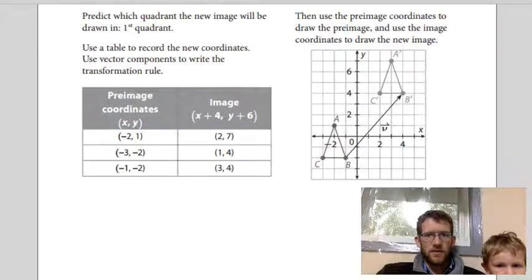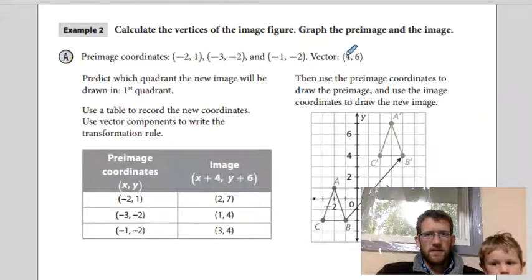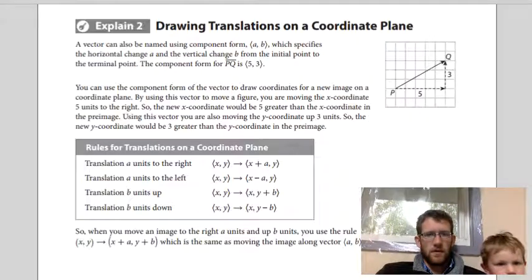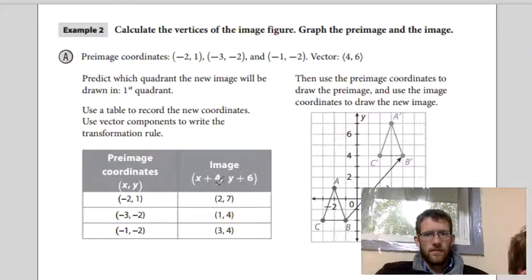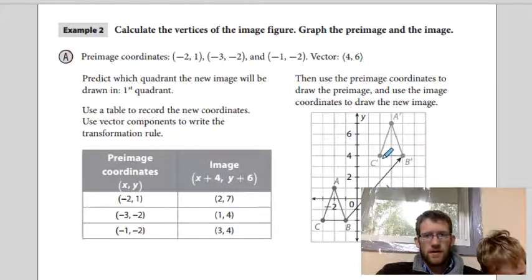Then we apply the vector change, so in this case the vector is <4, 6>. In this case we simply add the values of the vector to the points here, because we're adding 4 and then we're adding 6. So in this case negative 2, 1 becomes 2, 7, and negative 3, negative 2 becomes 1, 4, because we've added 4 and added 6 to the x and y values respectively. So that makes these 3 points here, and then ta-da, we're done.